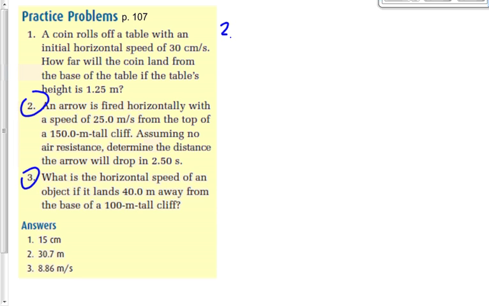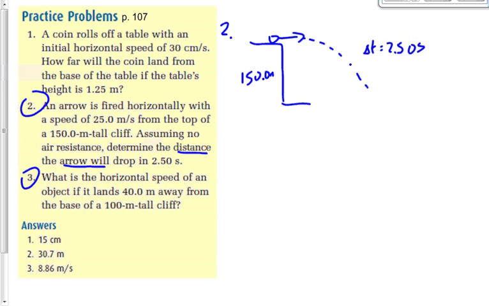It says an arrow is fired horizontally with a speed of 25 meters per second off of a cliff. Here's the cliff. I've got it drawn as a ball as opposed to an arrow, but it doesn't really matter. It goes down like this. My time is 2.50 seconds. We want to know how far it falls, the distance the arrow will drop in 2.5 seconds. Break it up into x and y.